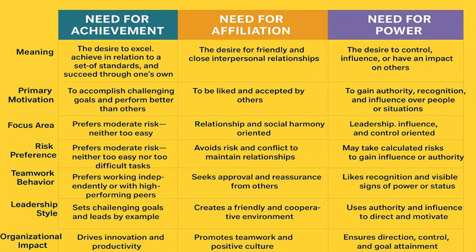So there is a comparison table for need for achievement, need for affiliation, and need for power. First is meaning. Need for achievement means the desire to excel, achieve in relation to a set of standards and succeed on one's own. The meaning of need for affiliation is the desire for friendly and close interpersonal relationships. Interpersonal relationship means relationship with colleagues, subordinates, and management. And the meaning of the need for power is the desire to control, influence, or have an impact on others.